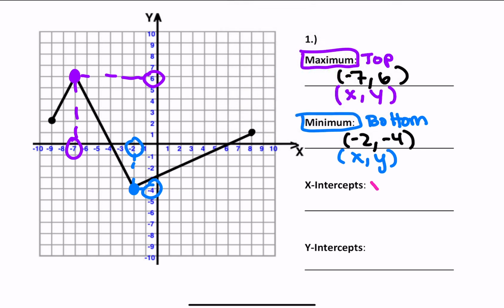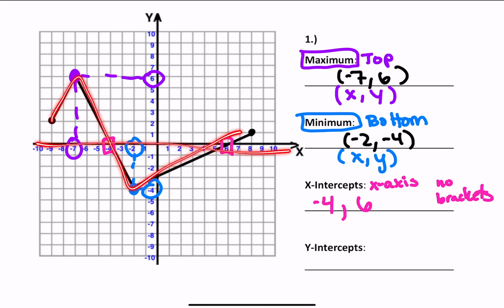X-intercepts are on the x-axis. So where does my graph pass through? Well, my line passes through at -4, and then again at 6. And that's it. There's no brackets. We are just listing out the numbers where the line passes through the x-axis.